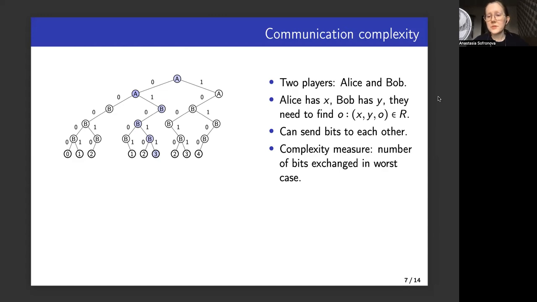Here we have two players, Alice and Bob. Each of them has infinite computational powers. But the input for the problem is split into two parts. Here Alice has X and Bob has Y, and they need to find some O such that X, Y, O is in some relation R. Now, to solve this problem, they can send bits to each other, and the complexity measure of this problem is the number of bits exchanged in the worst case.